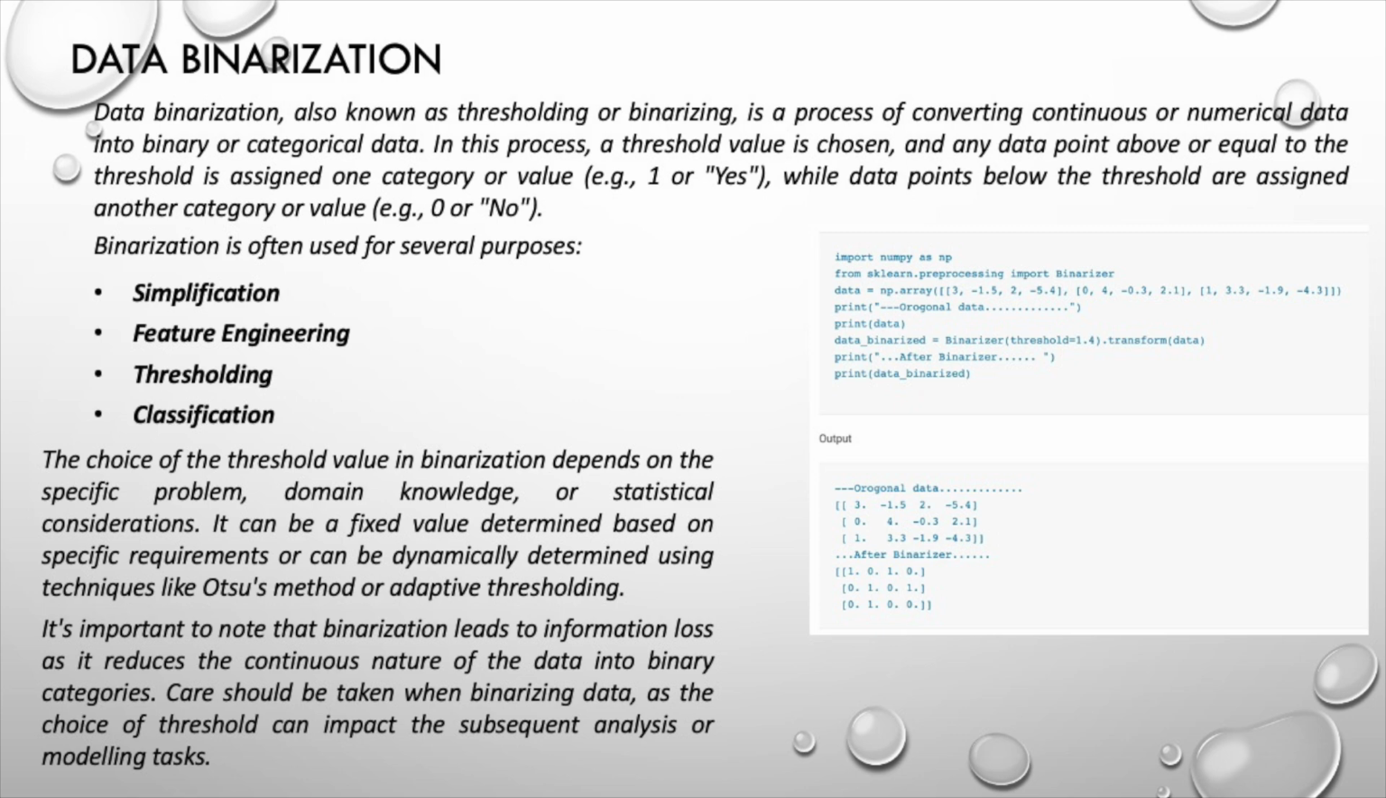Data binarization. Data binarization, also known as thresholding or binarizing, is a process of converting continuous or numerical data into binary or categorical data. In this process, a threshold value is chosen, and any data point above or equal to the threshold is assigned one category or value, e.g., 1 or yes, while data points below the threshold are assigned another category or value, e.g., 0 or no.